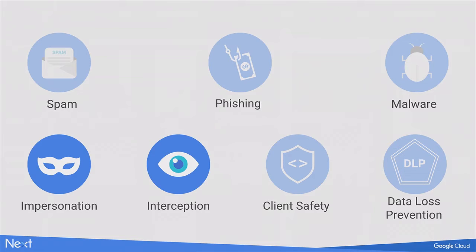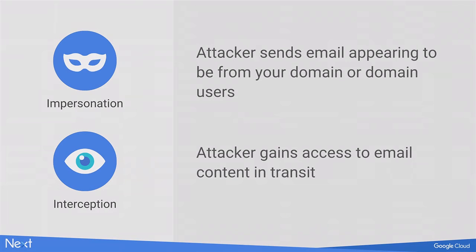We covered so far the three big threats related to email, which are spam, phishing, and malware. Now let's move on and talk about impersonation and interception. Before we talk about this, it's important to understand the root cause of why these threats even exist. And the root cause is SMTP. SMTP, as you may know, is the protocol used to send email across the internet. It's one of the earliest internet protocols, and SMTP stands for Simple Mail Transport Protocol.